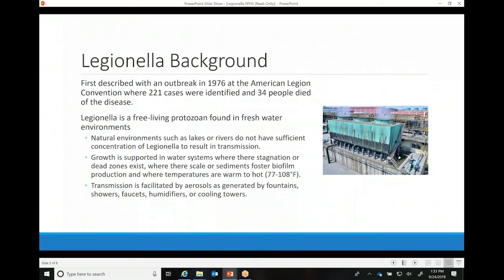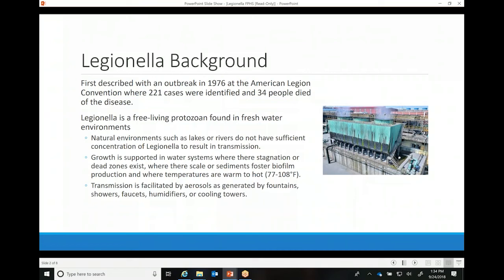But in terms of looking at the background of the bacteria and what makes it such a problem with water systems, this is not a pathogen that depends on a human host. It's present in the environment. It's fairly common. And the things within water systems that make it more likely for Legionella to proliferate are fairly common too. If there's stagnation or dead zones, where there's not a lot of water flow, you can see biofilms start to grow there. If you see scale or sediments within the water system, that can lead to a biofilm and Legionella. And this is, I think, what was seen with some of the outbreaks in the Midwest.